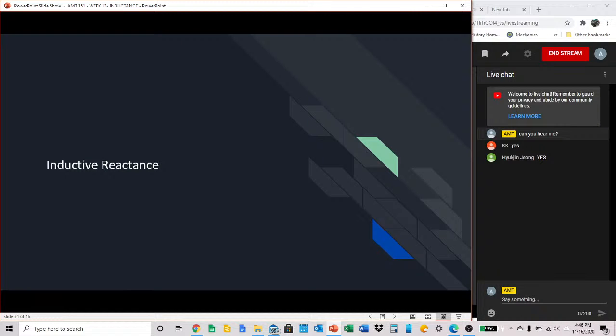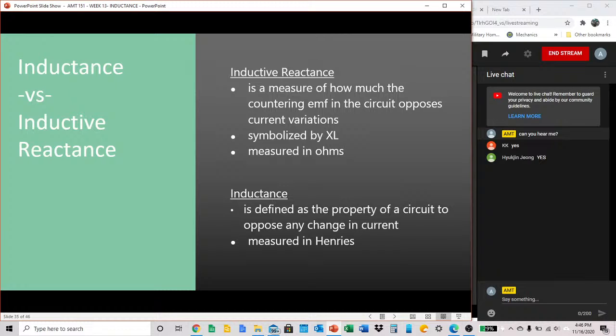So talking about inductive reactance. What's the difference between inductive reactance and inductance? Well, inductive reactance is a measure of how much the countering EMF in the circuit opposes current variations. Inductive reactance is symbolized by capital X and L, XL, and is measured in ohms. Inductance is defined as the property of a circuit to oppose any change in current. Inductance is measured in henries, capital H.